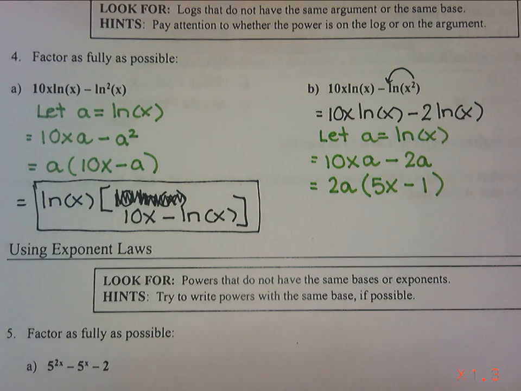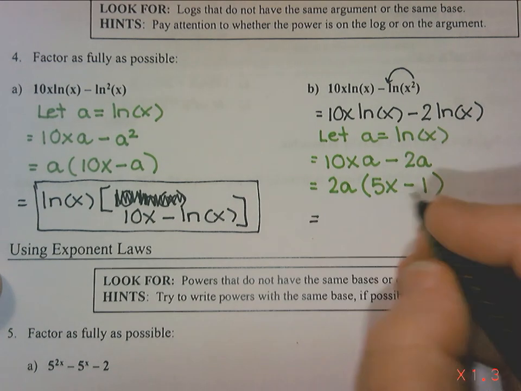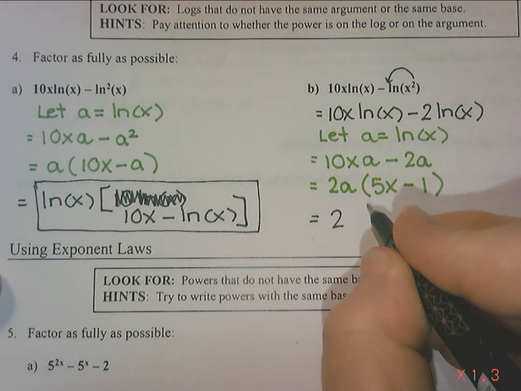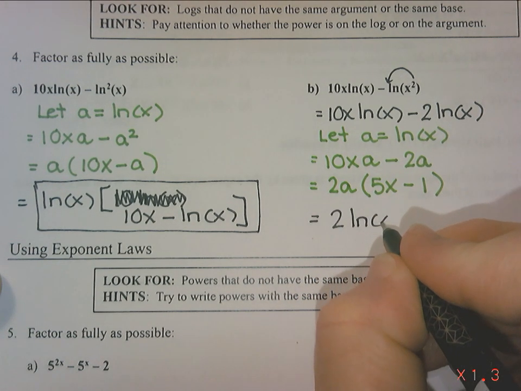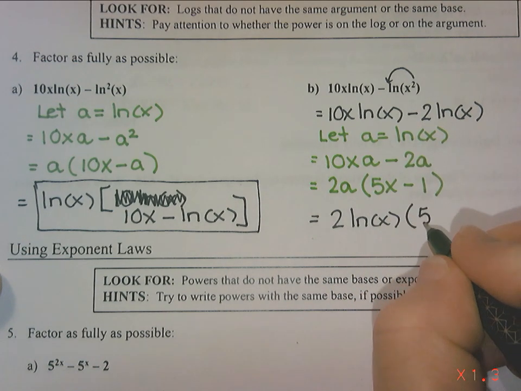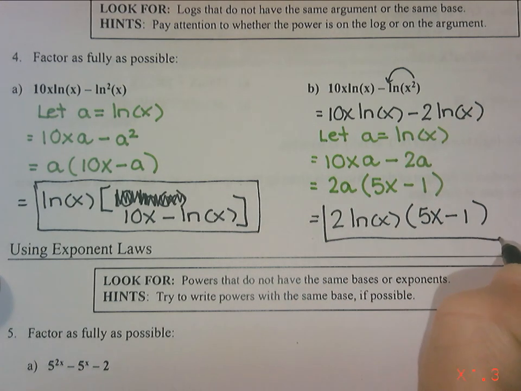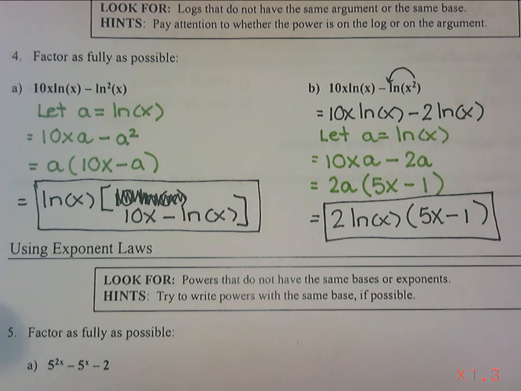Okay, all I need to do at this point, now that it's factored, is put the ln x back in. Let's see if I can do a better job of that than on the last one. So I have 2a, so that's 2 ln x, and then times 5x minus 1. So I have 2 ln x times 5x minus 1. All right, I'll see you in the next video.